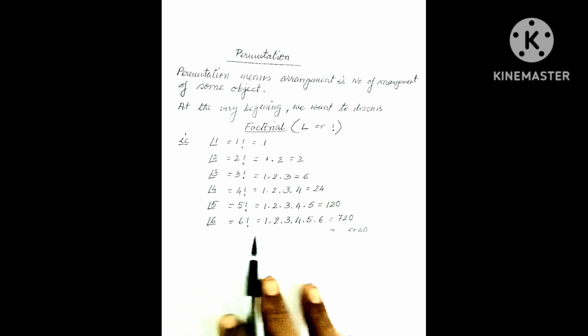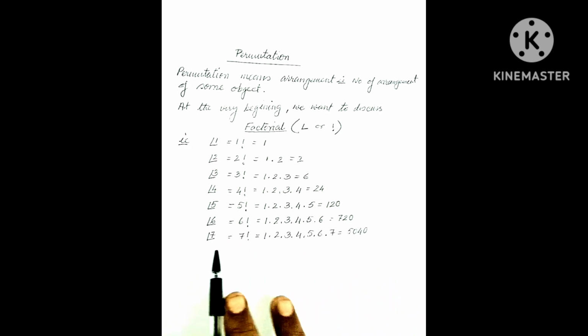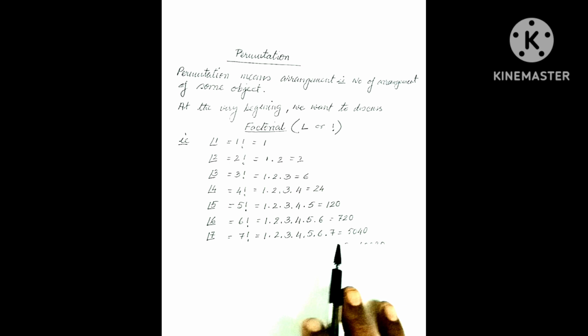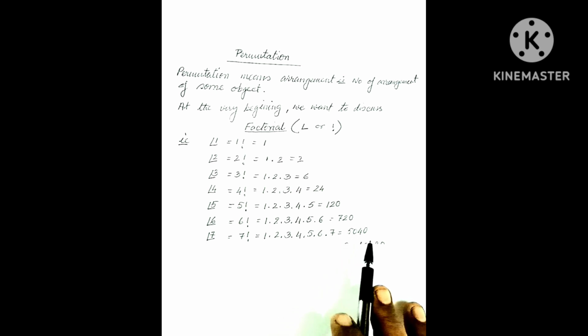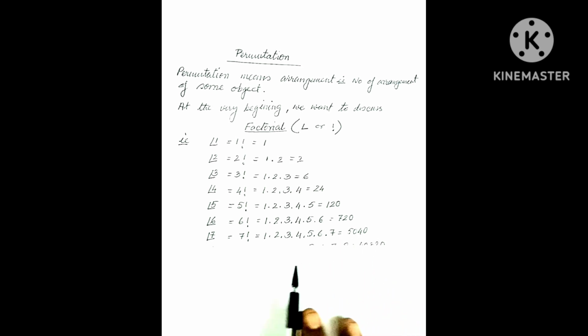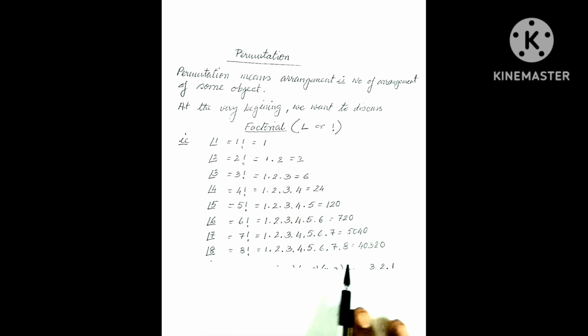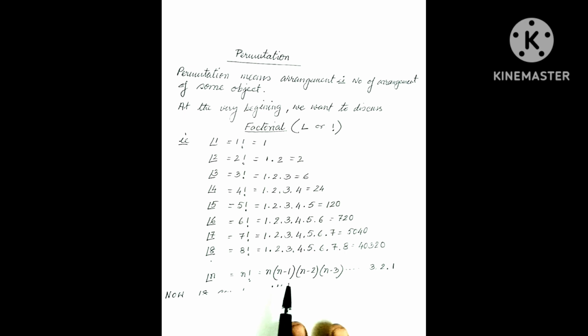Similarly, factorial 6 means 720, factorial 7 means 5040, factorial 8 is equal to 40,320 and so on, and factorial n is equal to n into n minus 1, n minus 2, n minus 3 dot 3 to 1, that is in decreasing order.